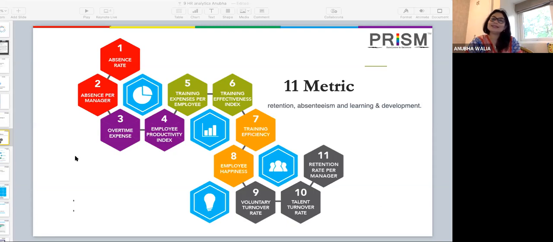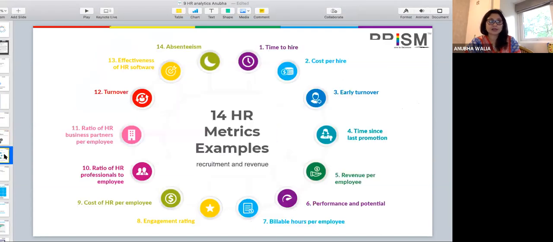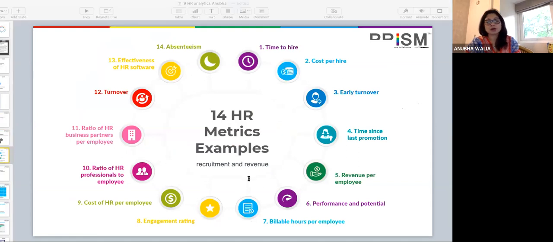So you will see these 11 of them, they are very crucial for knowing your retention, absenteeism, and L&D aspects, which has been widely used. And I actually thought you all should be knowing it. Then we have the metrics which are related specifically to the two aspects which I'm going to focus on. One is recruitment and the second one is revenue.